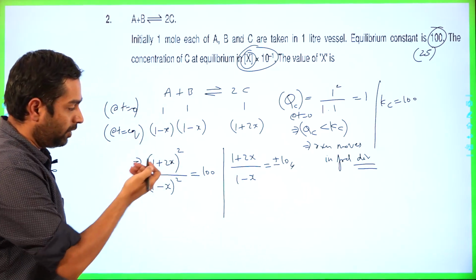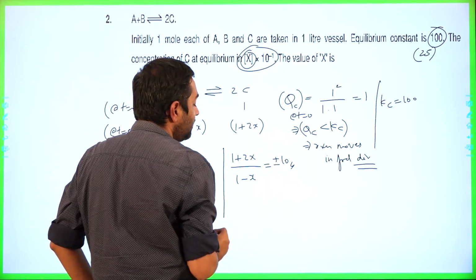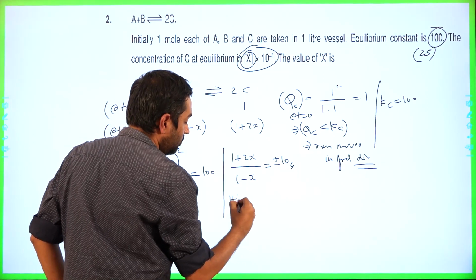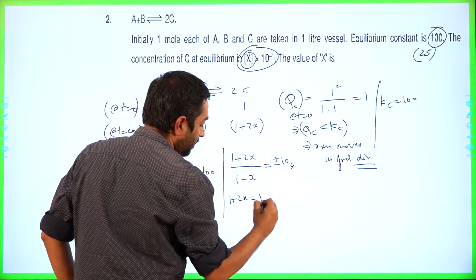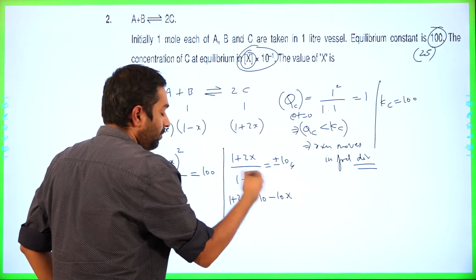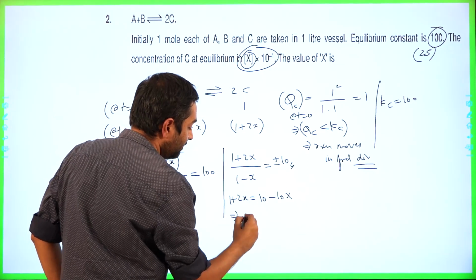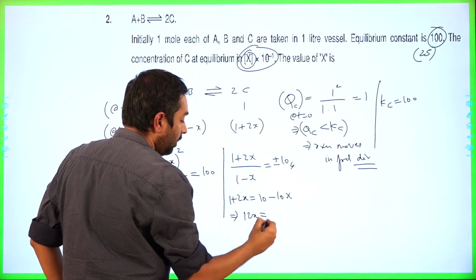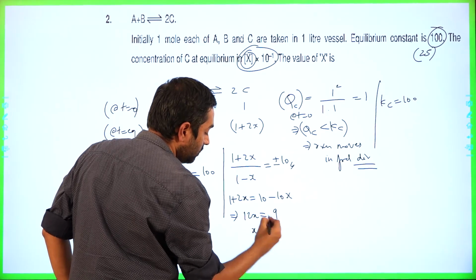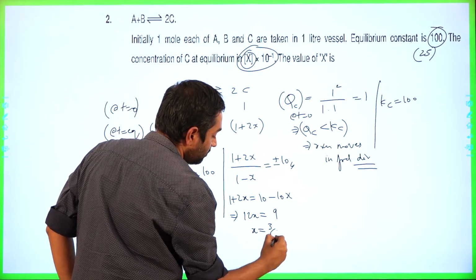When you're solving here, how to proceed over there, I'm going to take it as plus 10 in the first case and show you how to proceed. So it works out as 1 plus 2x equals 10 minus 10x. Bringing it to this side, we end up having 12x equals 9, meaning x equals 9 by 12, which works out as 3 by 4.